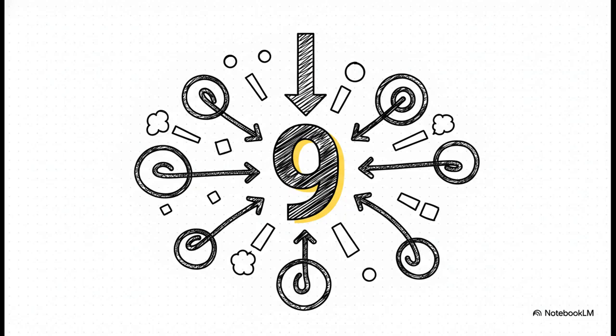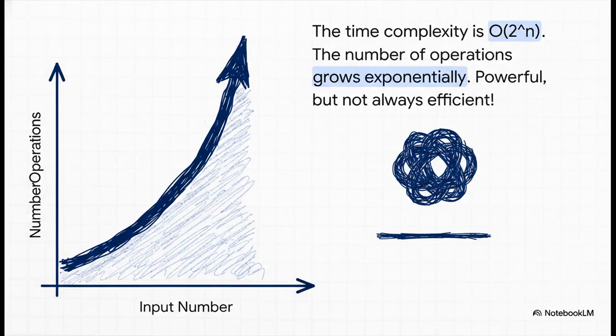And that brings up a really important point about recursion. All of that repeated work means this particular solution has a time complexity of O of 2 to the n. Now, don't worry about the notation. What it means is that the amount of work grows exponentially as the number we're looking for gets bigger. So while this solution is super elegant and easy to write, it can be, well, a bit of a slowpoke. It's powerful, but not always the most efficient tool for the job.